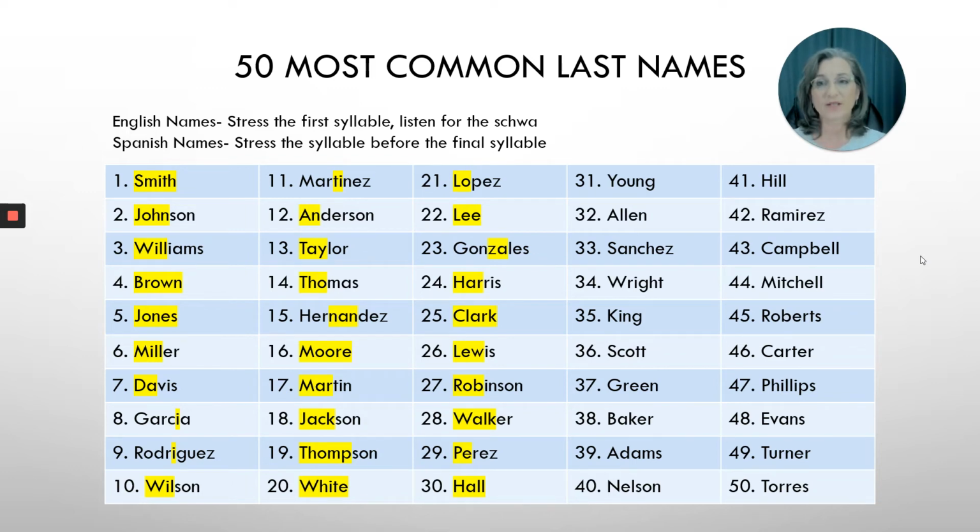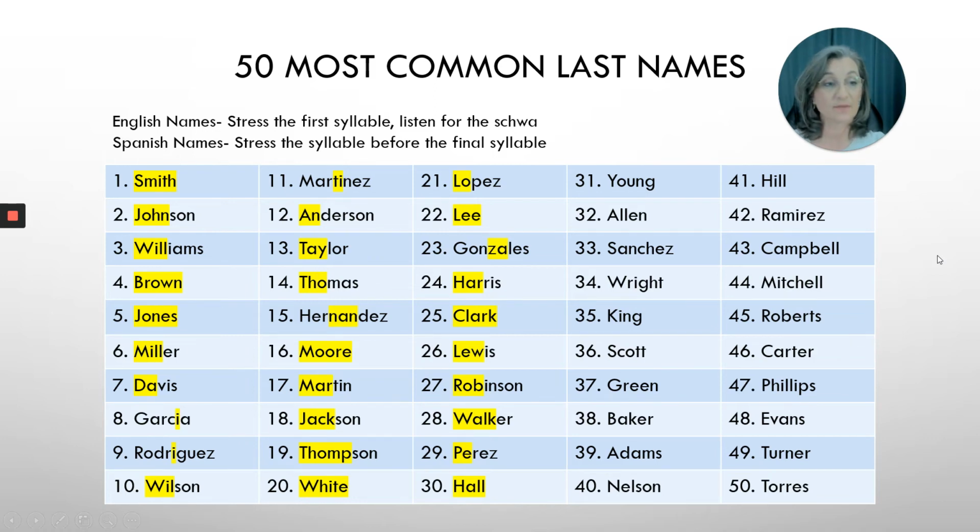So if you get a Spanish surname, then the stress goes on the second to last syllable. So number 8, Garcia. Number 9, Rodriguez. Number 11, Martinez. Number 15, Hernandez. Number 12, Lopez. 23, Gonzalez. So if you get the stress in the correct place, that will go a long way to being the correct way to pronounce something, is to get the stress in the correct place.